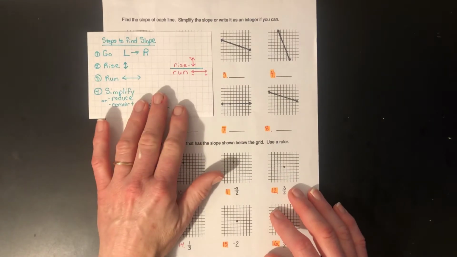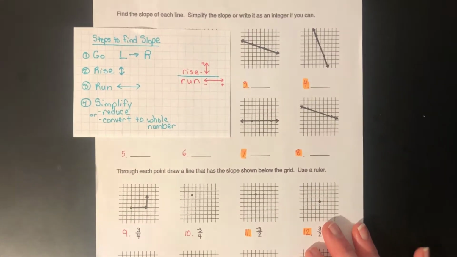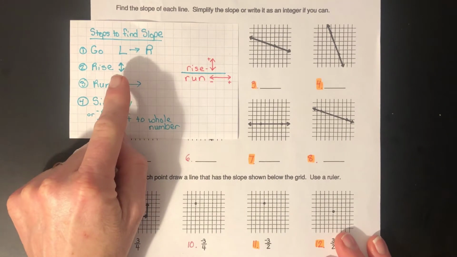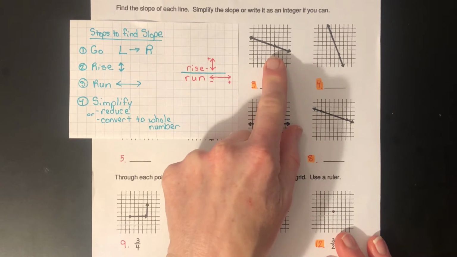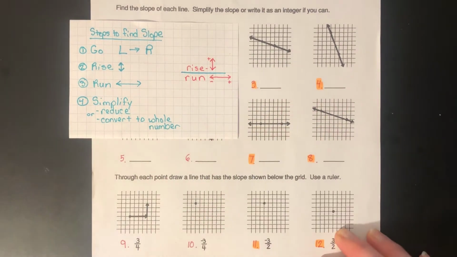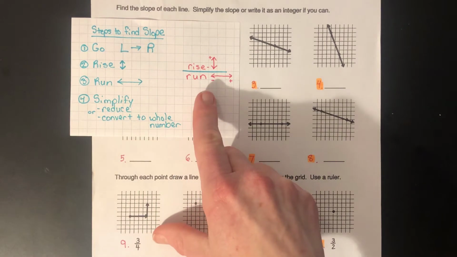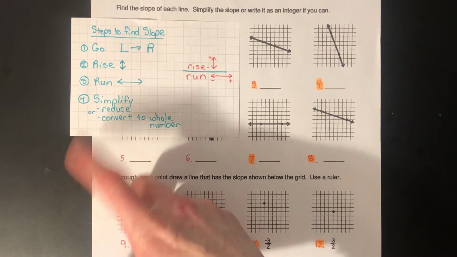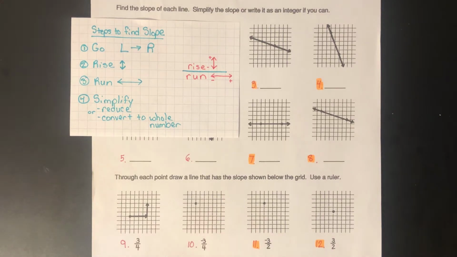When finding the slope, I want you to remember these steps right here. First, go left to right. Find the dot to the left, and then go to the dot to the right, or the points. Rise is on top, run is underneath. When you're finished, you simplify by either reducing or converting to a whole number. Remember, never an improper fraction.